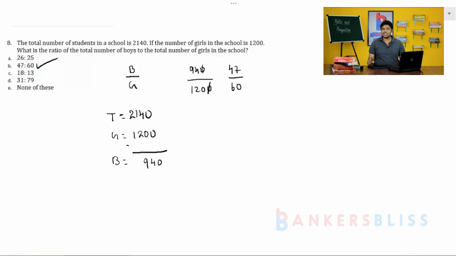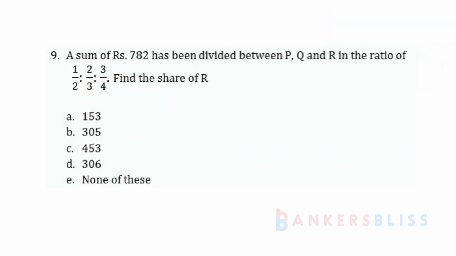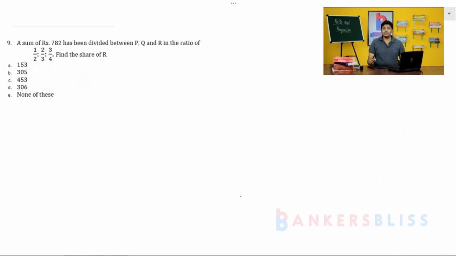Okay, let's move on to the next problem, problem number 9. A sum of rupees 782 has been divided between P, Q, R in the ratio 1 by 2 is to 2 by 3 is to 3 by 4. Find the share of R. So till now the ratios you used to calculate were in natural numbers. Now it is in fractions. So how to solve? See here 1 by 2, next 2 by 3, next 3 by 4.